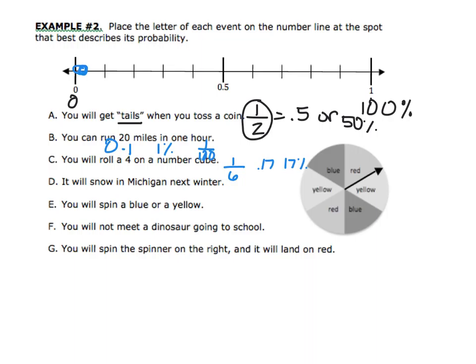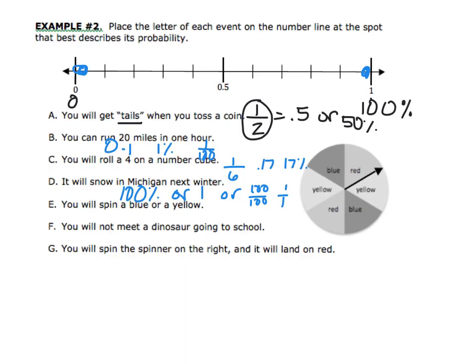Alright, D, the chance that it will snow in Michigan next winter. If you think about Michigan, it's very much like Illinois and Chicago, where they get a lot of snow, actually more snow than we do. So I would say that the probability is pretty close to 100%, or close to 1, or you can say 100 out of 100, or 1 out of 1. Pretty close to that one mark on the number line here.